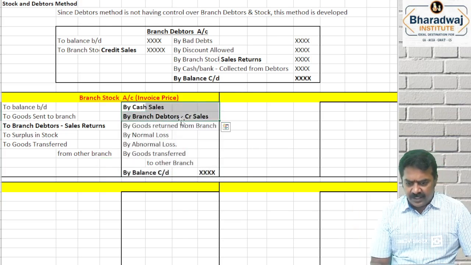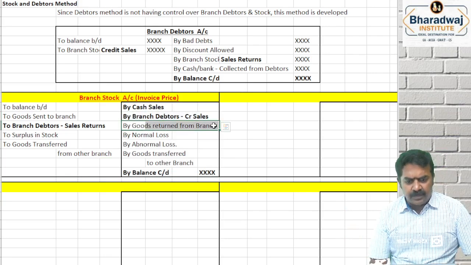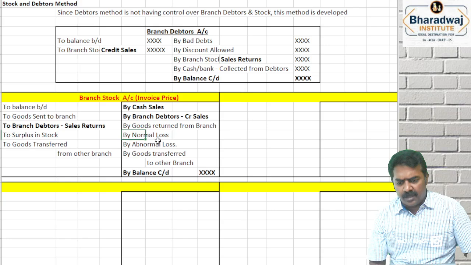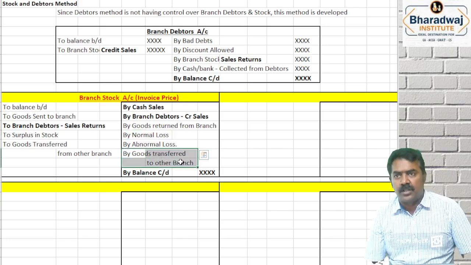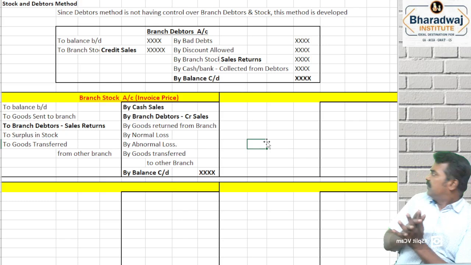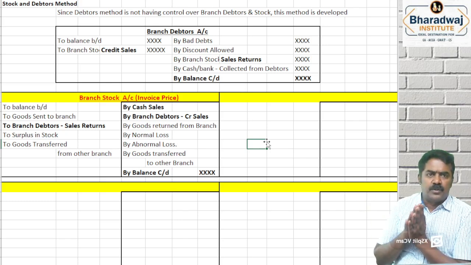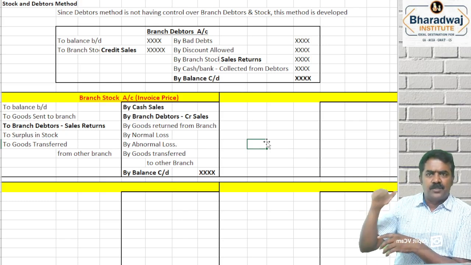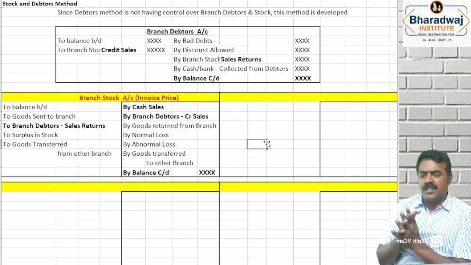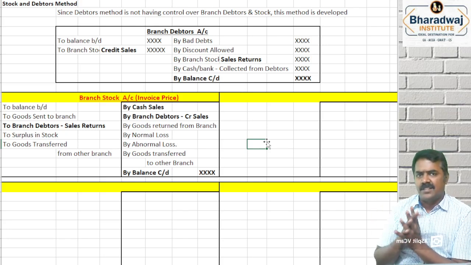Then what will be the outflow of stock? Cash sales, credit sales, goods returned from branch to head office, normal and abnormal losses, and any goods transferred to the other branches, sent out of this branch. Then you will have the closing balance. Now you've got full control over stock as well as debtors. Here everything is recorded: normal loss, abnormal loss, goods transferred, credit sales, cash sales, returns, everything.